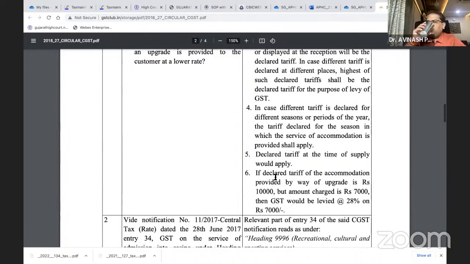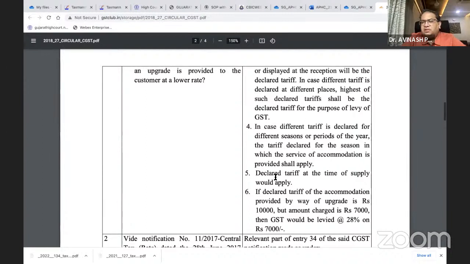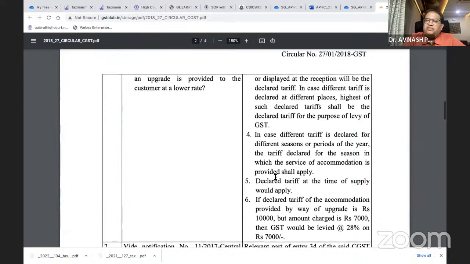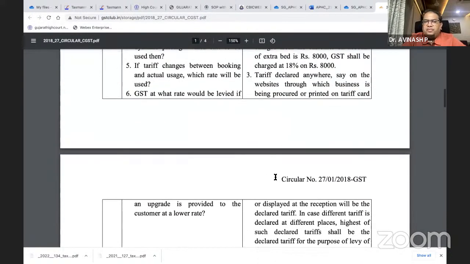So therefore, merely booking 2 months in advance for a season period where the declared tariff is bound to increase will not help you for being taxed at a lower rate. So therefore, whatever declared tariff will be there at the time of actual usage of that particular accommodation service, that will be the declared value on which the rate of tax will be determined.